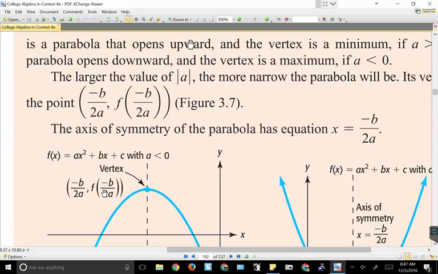Sort of kind of makes sense. I mean, the more of it you do, the easier it is. But having this idea that the x-coordinate on the vertex is going to be negative b over 2a helps, for those of you awake and paying attention.